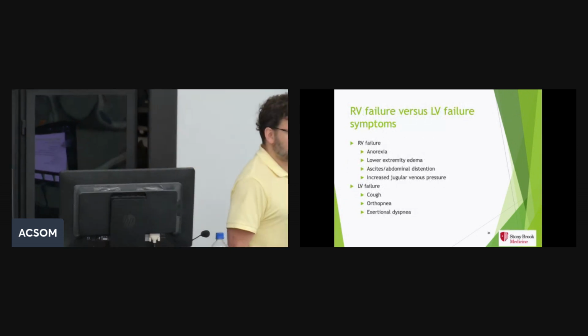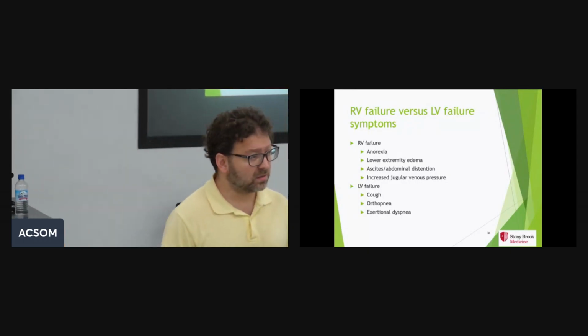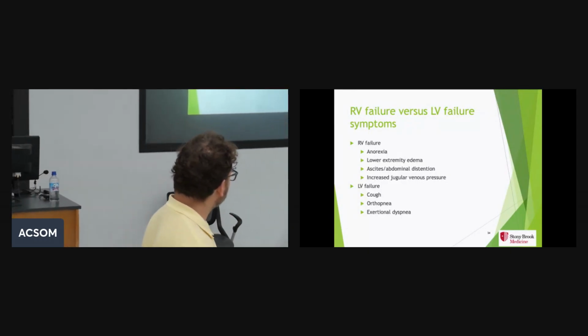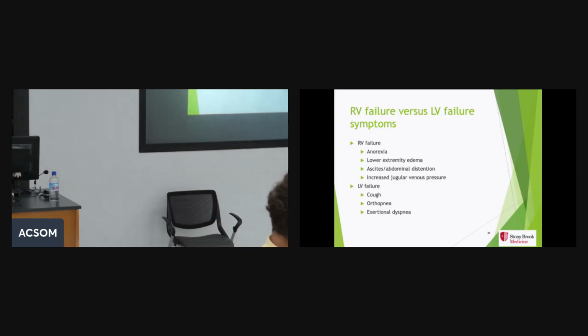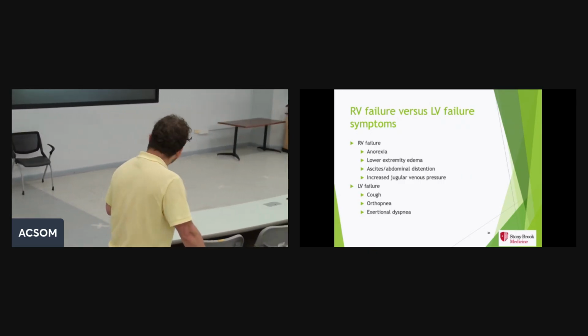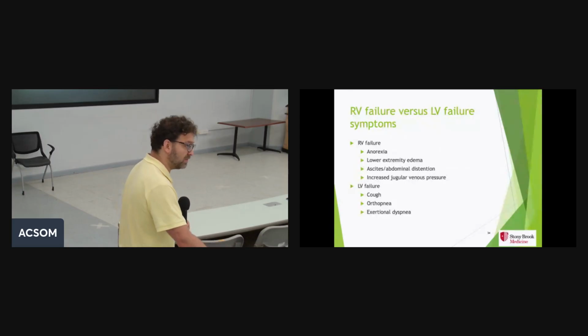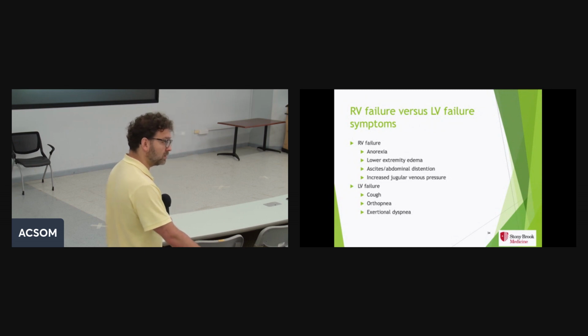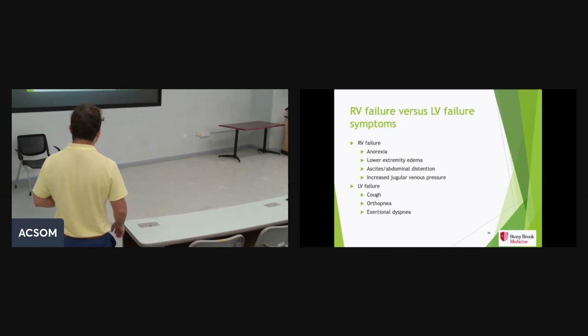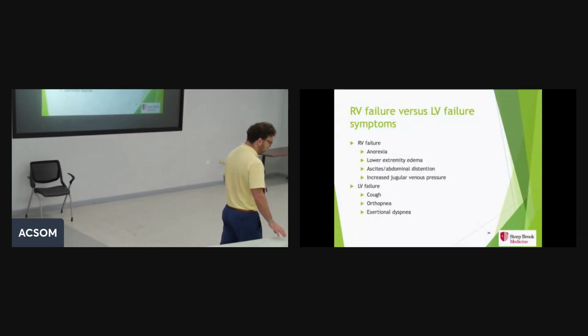So, signs and symptoms. Obviously, right-sided heart failure has anorexia, lower extremity edema, ascites or abdominal distension, and increased jugular venous pressure, either from a left-sided heart failure issue or cor pulmonale. But if you have the involvement of the left side, that causes cough, orthopnea, dyspnea.